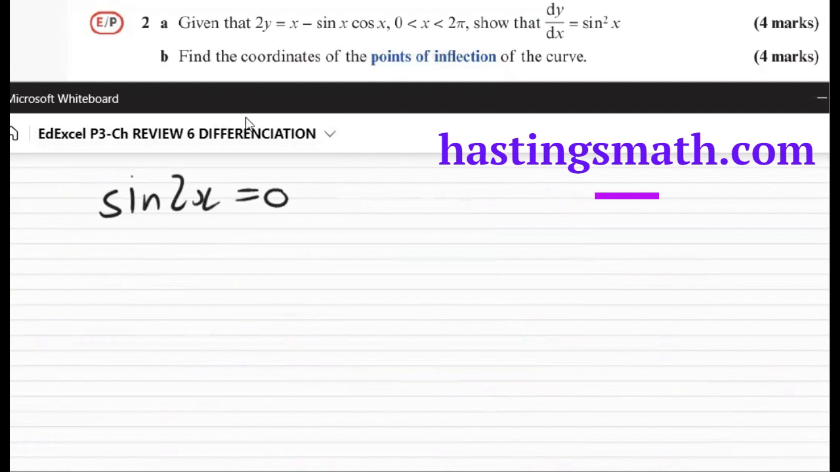So how do we solve this? Well, don't forget, there's many different methods to solve this. I'm going to pick a kind of visual method, but first, I like to get 2x on its own. So 2x on its own, we take sine to the minus 1. That would solve that. Sine to the minus 1 of 0.